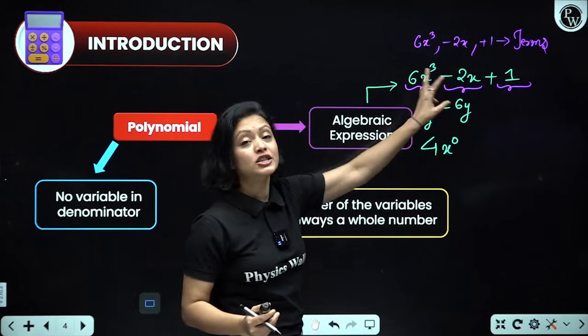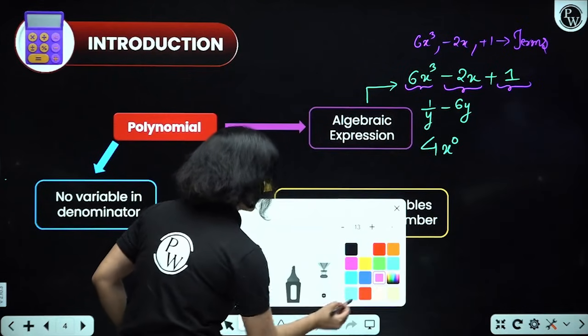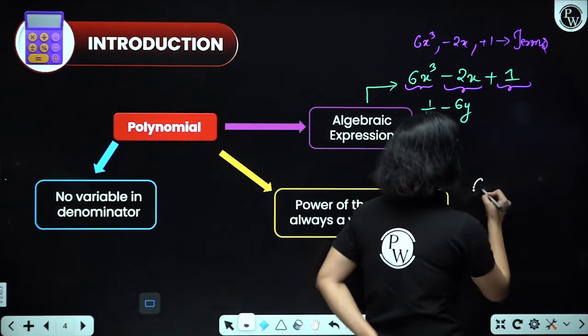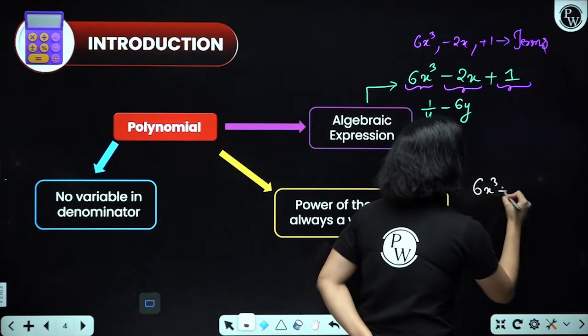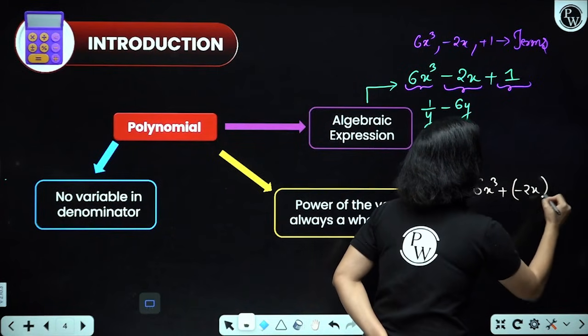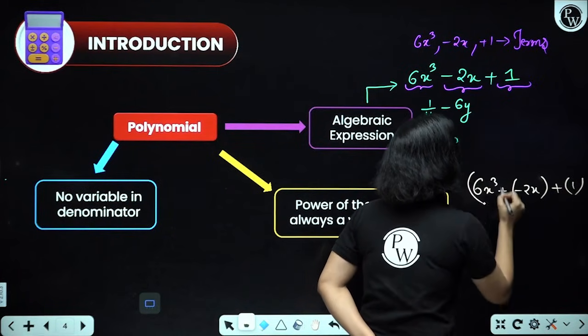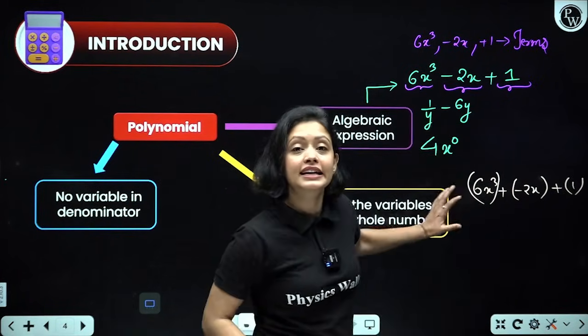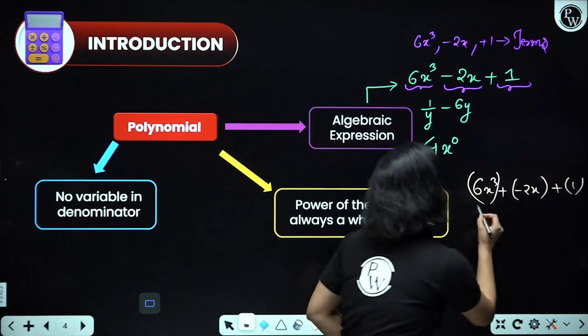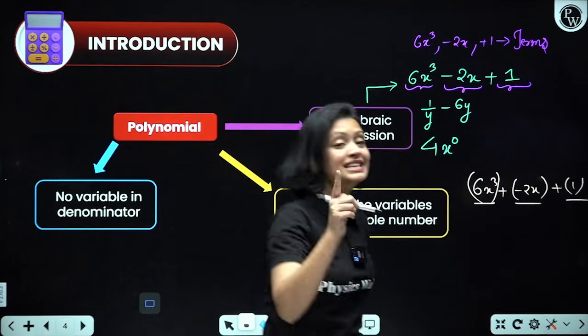Got it? So please don't eat the negative sign. For example, if you did not understand, you can think about it like this. 6x cubed plus minus 2x plus 1. So what are the things that are related together with the addition operator? We have 6x cubed, negative 2x and 1. So these are the terms.